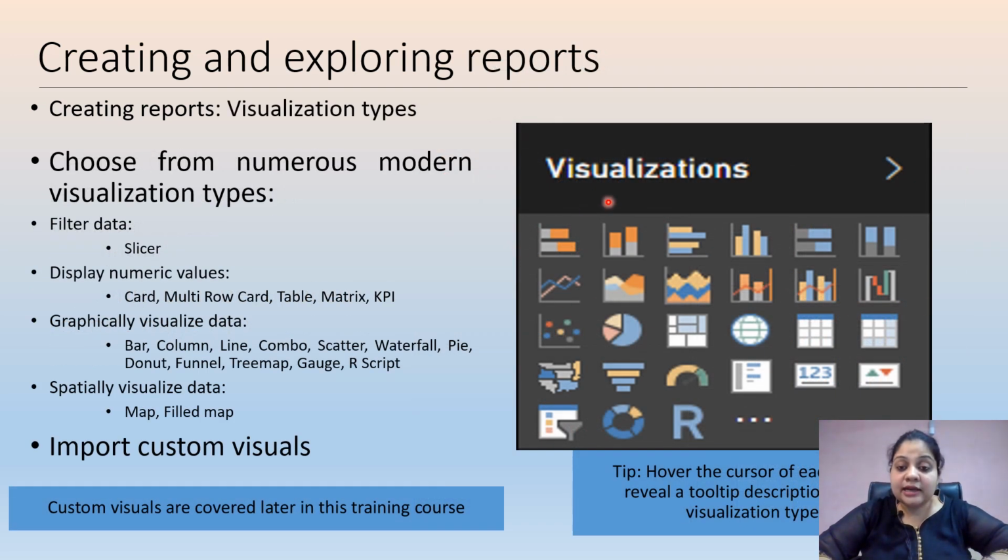So we can create visualization graphs such as bar chart, column chart, line chart, combo chart, scatter plot, waterfall, pie chart, and then we can have tree map, we can have funnel chart, we can use R script for visualization and numerous visualization types. We can slice our data using filter and we can create maps and geographical maps for the location based data.